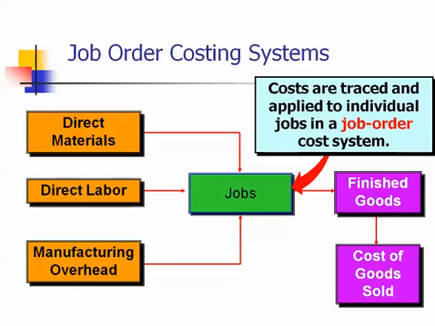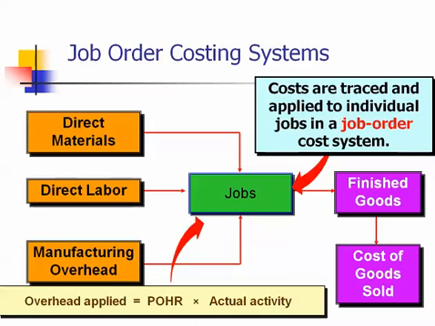Matching manufacturing overhead is somewhat more difficult because overhead by its very nature cannot be traced directly to a specific job. Instead, it must be allocated, and we did this using a predetermined overhead rate and an actual activity base.